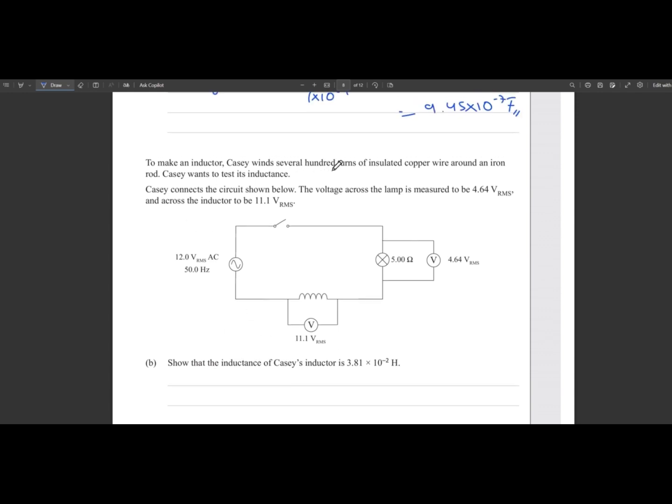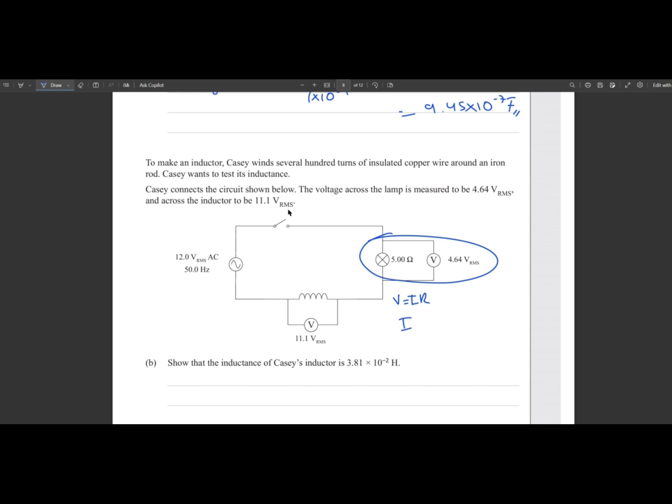To make an inductor, Casey winds several hundred turns of insulated copper wire around an iron rod, and Casey wants to test its inductance. Casey connects the circuit shown below, and the voltage across the lamp is 4.64. So let's just work out the potential difference in this case. So for this component, V equals IR.